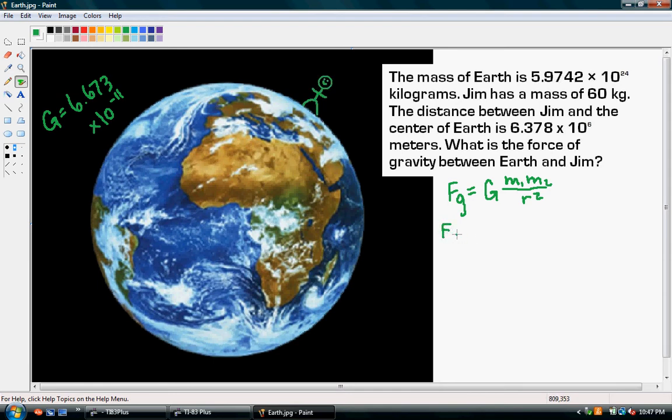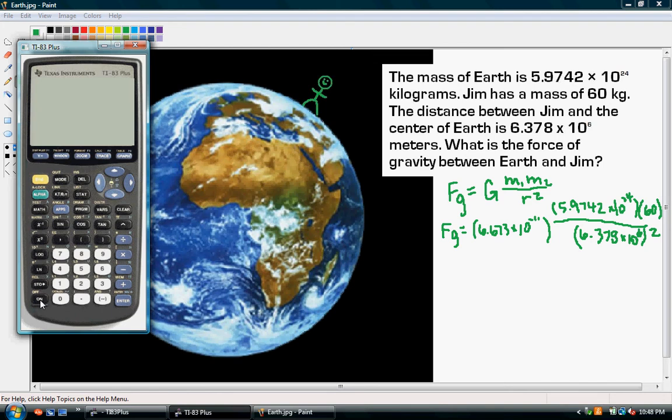So in order to find the gravitational force, we plug in this number for G, 6.673 times 10 to the negative 11th, and that is being multiplied by the mass of Earth, which is 5.9742 times 10 to the 24th, and that's being multiplied by 60, and that's over 6.378 times 10 to the 6th, and that is squared. So let's go ahead and plug that into our calculator.